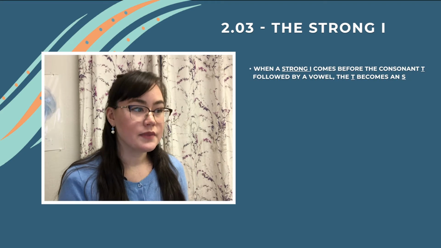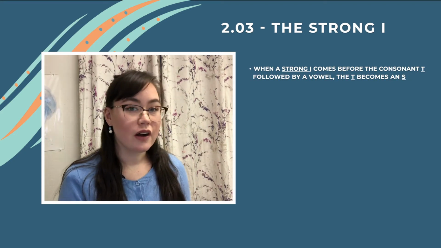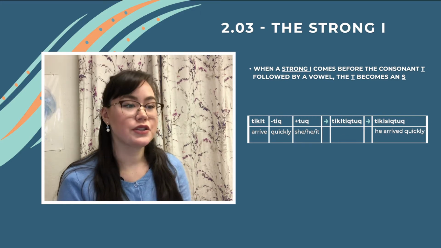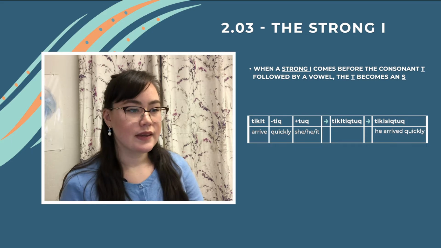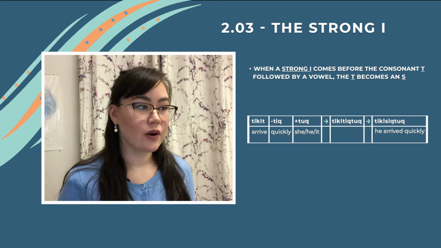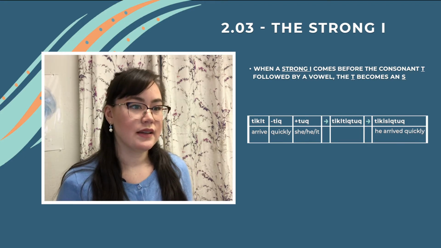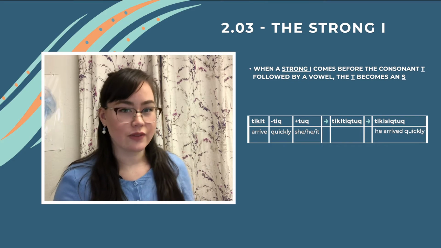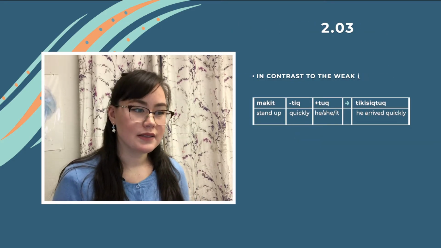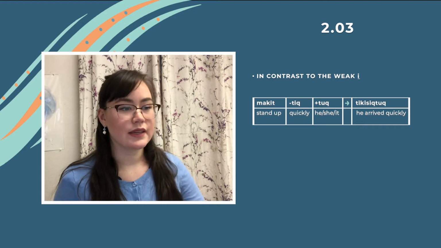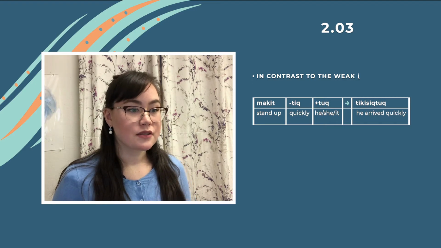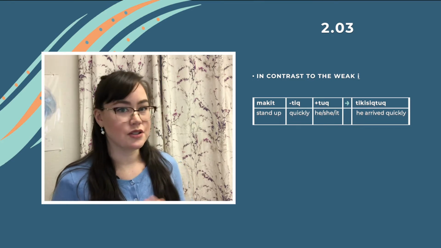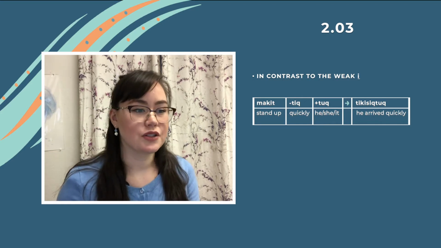When a strong I comes before the consonant T followed by a vowel, the T will become an S. Let's look at this example. Tikit plus tik plus tuk. He arrived quickly. Because the strong I comes before a T and a vowel is right after it, that T will become an S. It will change to tikisiptok. He arrived quickly. In contrast to the weak i, makit, to stand up, tik, quickly, tuk, he, makitiptok. Because there is a weak i, those changes will not be made. You will not add an S because there's no strong I. Makitiptok. He stood up quickly.